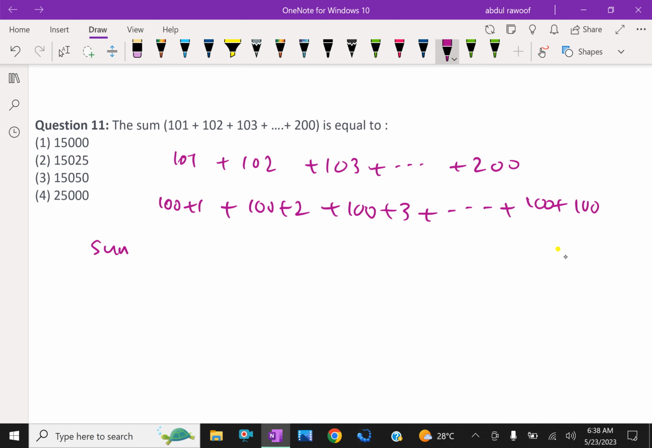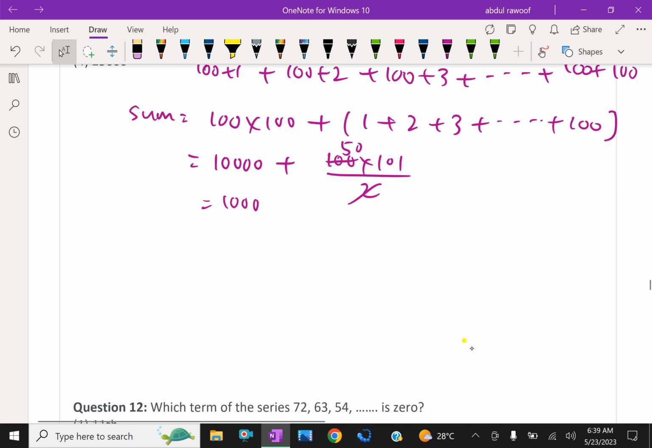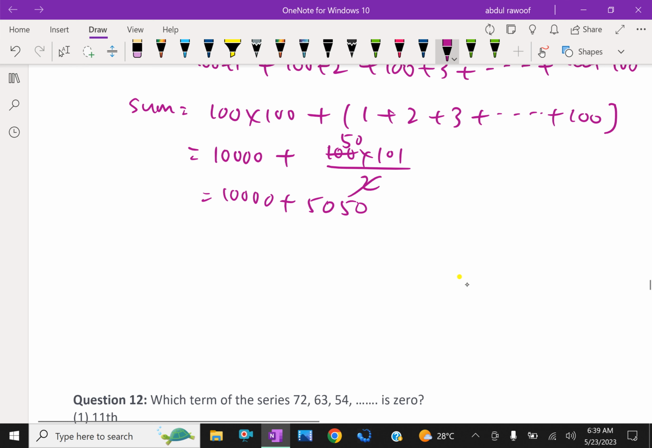Therefore, the sum is 100 into 100 plus 1 plus 2 plus 3 up to 100. So 100 into 100 is 10,000, plus the sum 1 to 100, which is n into n plus 1 by 2, that is 100 into 101 by 2, which is equal to 5,050. Further, 10,000 plus 5,050 is equal to 15,050.